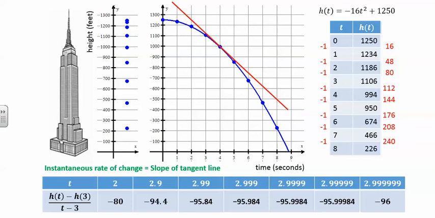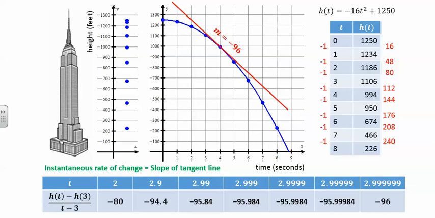So from this point, no matter how many more nines we add on to the end of the changing time value, we'll only get closer and closer to -96 without ever hitting it and without ever passing it. So that's what we call an instantaneous velocity, or the instantaneous rate of change of this function at t equals 3 seconds. It's also the slope of the tangent line, which would have the same value, -96 feet per second.